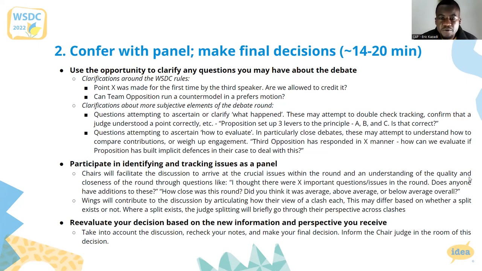So for example, you may say statements such as, I thought there were X important questions or issues in the round. Does anyone have additions to this? So typically the chair would say, I think there were two important issues in this debate. The first is on whether or not we are principally justified in implementing X policy. The second is on what will be the outcomes of this. If you have a different evaluation or a different clash that you think does not fall under these two questions, this would be the time you would raise this so that the whole panel is on the same page with regards to what are the issues in the round.